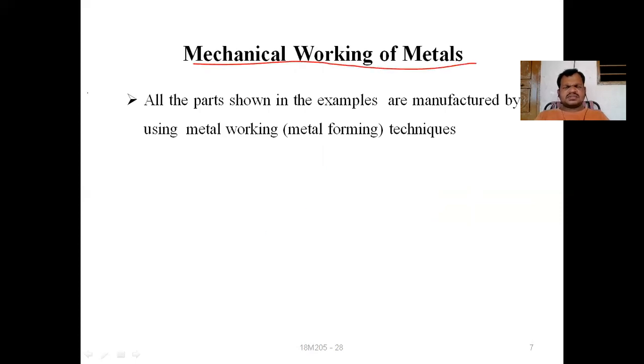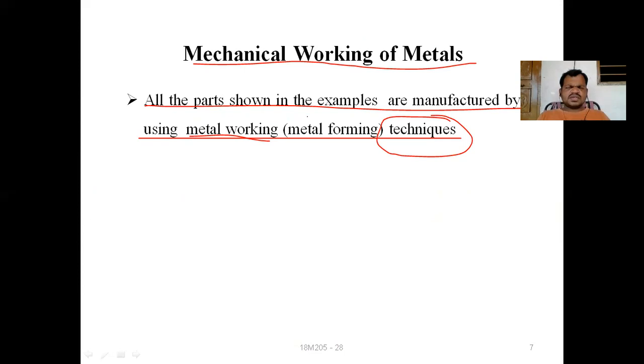Coming to mechanical working of metals. All the parts shown in the examples, whether aluminum, galvanized iron, mild steel, brass, or copper, are manufactured by using metal working or metal forming techniques.